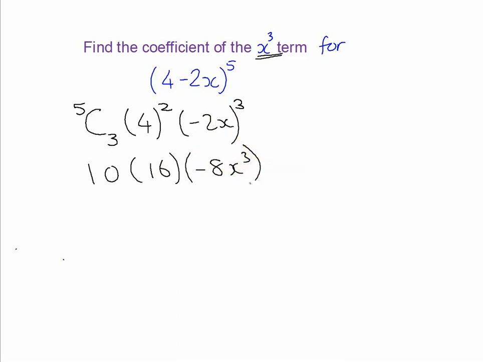Okay, I'm just going to type that in. So I'm lazy. Today it's late at night. So minus 1280 x cubed. So the coefficient of the x cubed term is minus 1280. Coefficient just means the number in front of a variable.